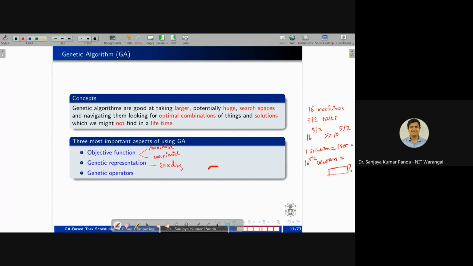And the third is operators; there are different types of operators we have. When you go for reproduction, you need some kind of operator. Like in mathematics, you can say addition is an operator, multiplication is an operator, subtraction, division and modulus are operators. Similarly, we have some genetic operators. These are the three important parts of the genetic algorithm.